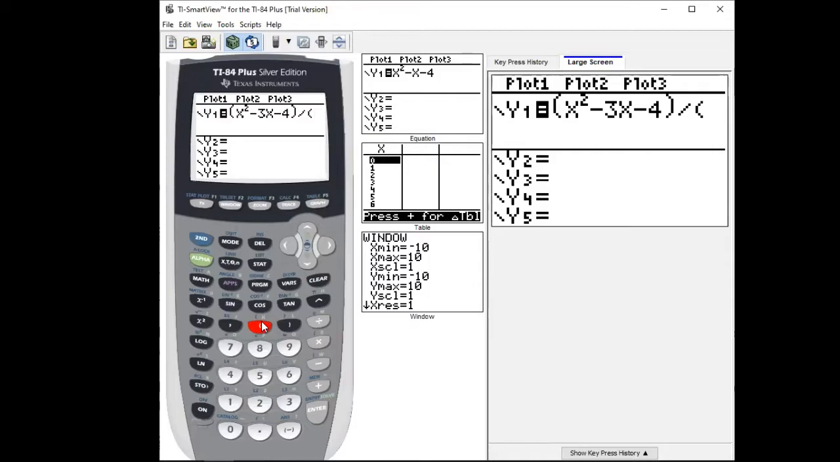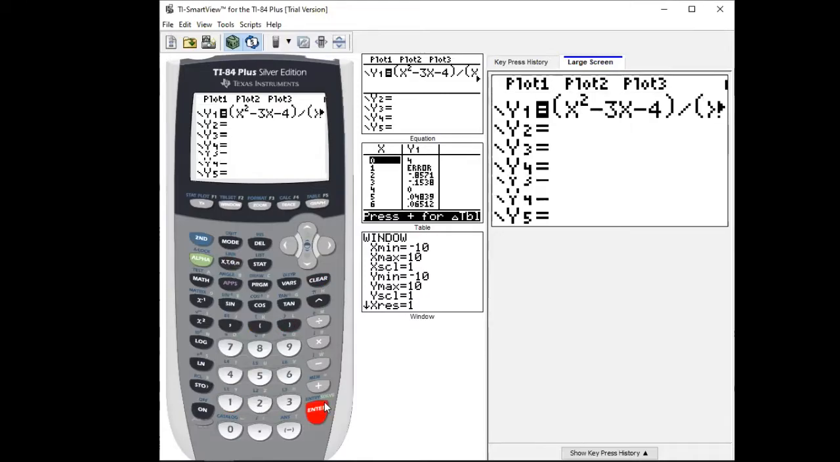On the bottom, I had x cubed minus 1. So you put x, the little hat thing, to the third, come out of the power now, and then put minus 1. And then close the parentheses, and then hit enter. And make sure it's what you want. x squared minus 3x minus 4 on top with parentheses, and then divided by parentheses x cubed minus 1. All right, so now I'm going to hit graph. Keep fingers crossed.